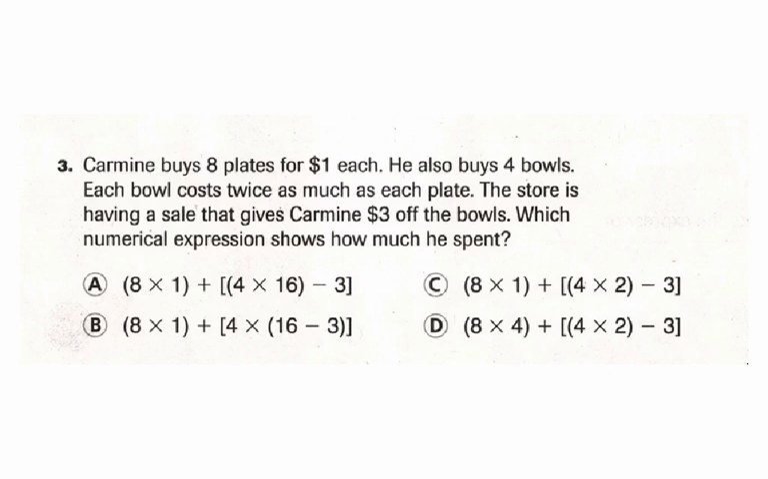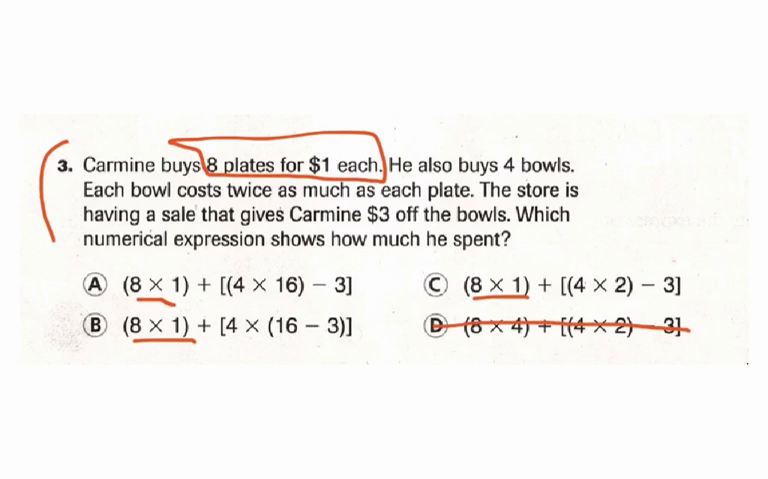For problem number 3, they're just asking us to take the word problem and then match it to an equation that represents that word problem. So if Carmen buys 8 plates for $1 each, that would be a multiplication, so we'd be looking for 8 times 1. You can see that A, B, and C have that, D does not. So by process of elimination, I could eliminate D.